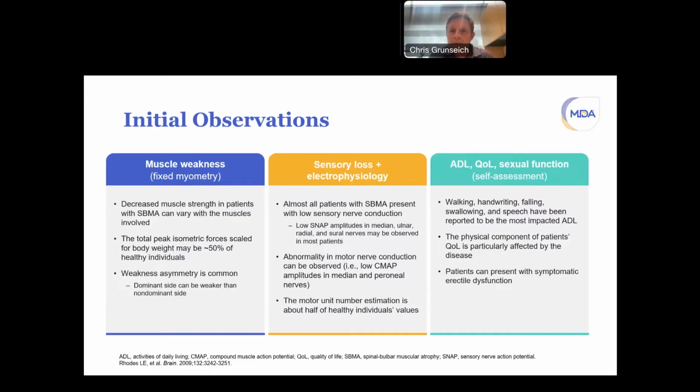individual values. Patients may also report deficits on activities of daily living, such as walking, handwriting, falling, swallowing difficulties, and speech troubles. Patients will also have changes in their quality of life; particularly, the physical component outcome measures on those quality of life scales will be impacted. And patients, as we mentioned before, can have symptomatic erectile dysfunction. Next slide.